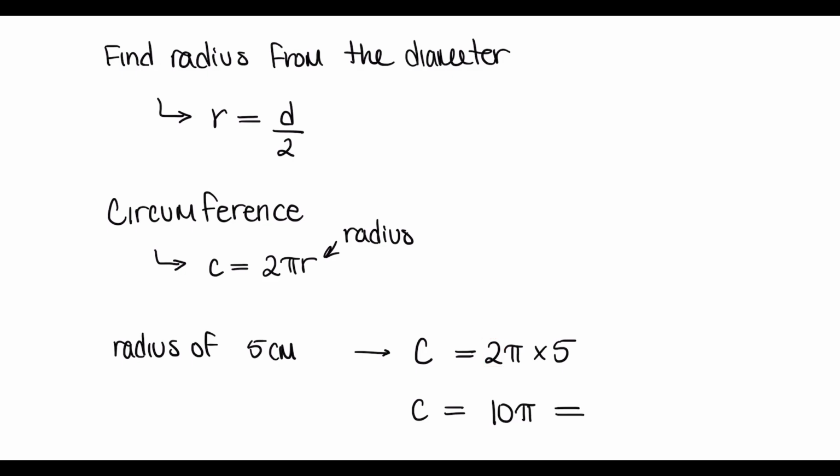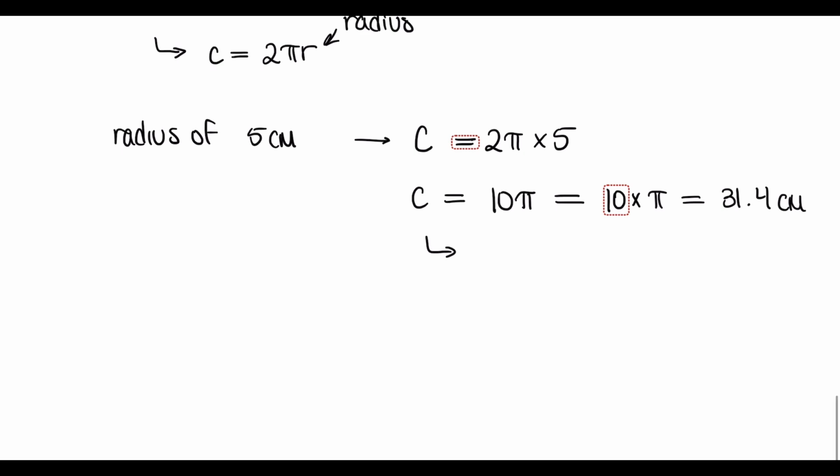Normally we can leave it like that, or we can let the calculator find the answer for us by doing 10 times pi, which is equal to 31.4 centimeters. So our two options for answers, depending on your teacher, would be 10 pi centimeters or 31.4 centimeters. And that is how you find the circumference of a circle.